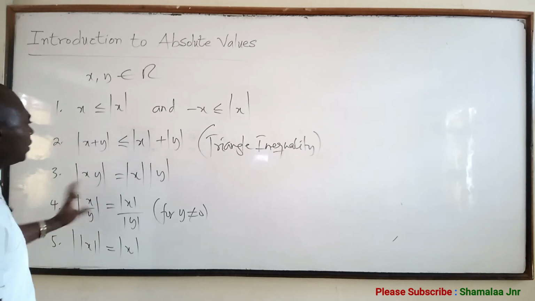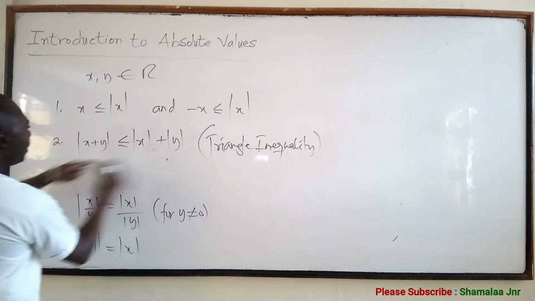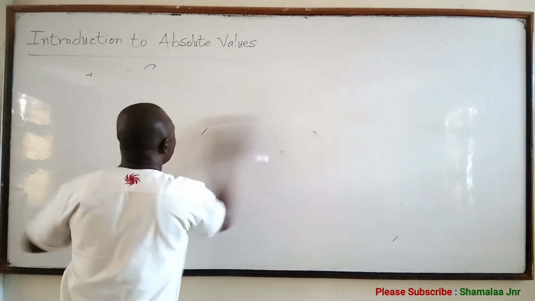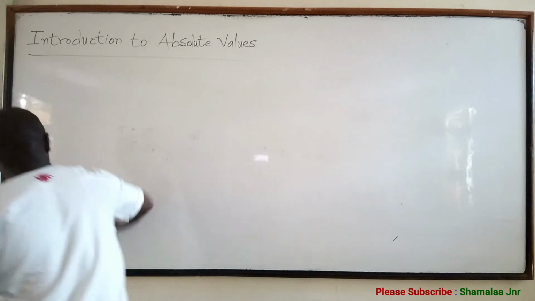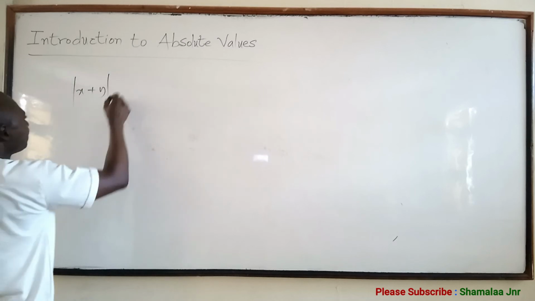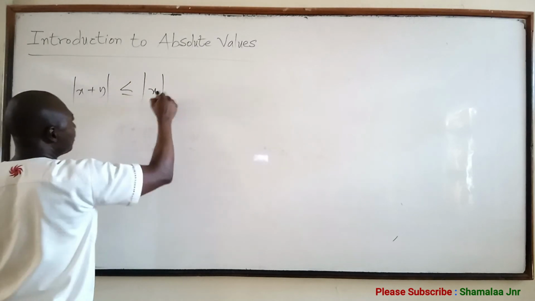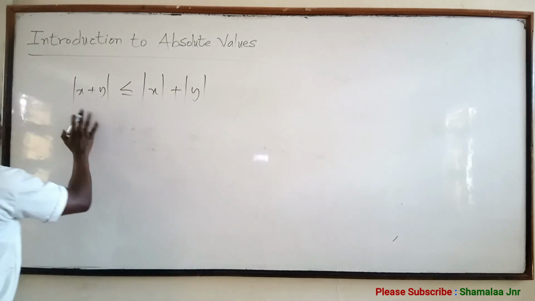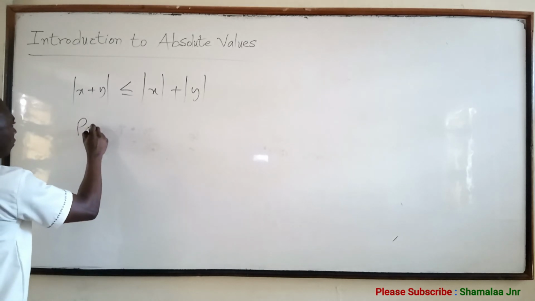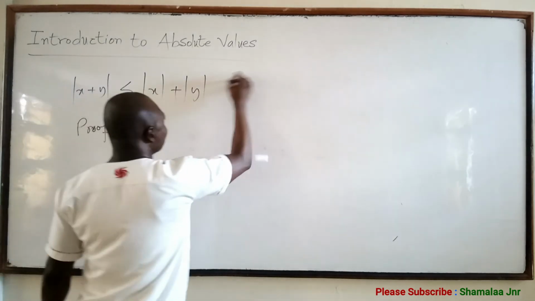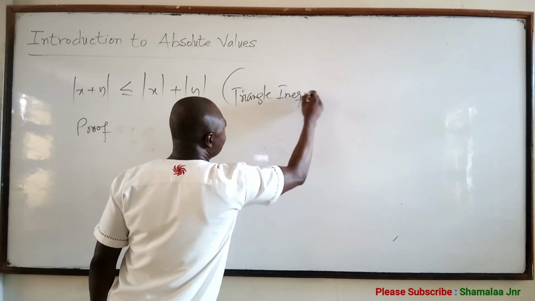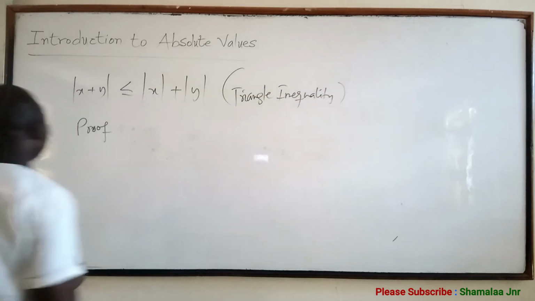Okay, so viewers, let's quickly prove one of these and then say goodbye to this lecture. For example, let's prove the second one, the triangle inequality, and bring this lecture to an end. So, what we have is the absolute value of x plus y is less than or equal to the absolute value of x plus the absolute value of y. You want to prove this one. Now, proof. I've told you that this is known as the triangle inequality. Yes. Now the proof.